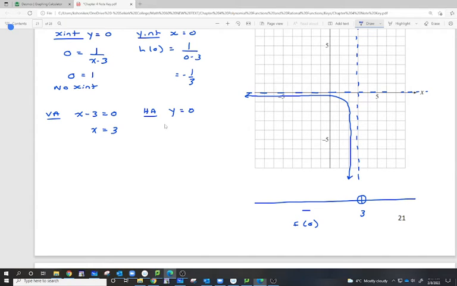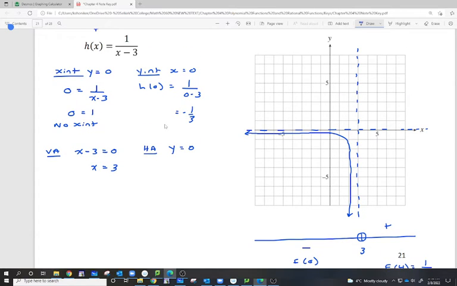Then I could check something like f at 4. If I plug f at 4 into the equation, it's 1 over 4 minus 3. It's positive over positive, so I know it's positive, which means that my graph is going to be up in this corner. And that's it.